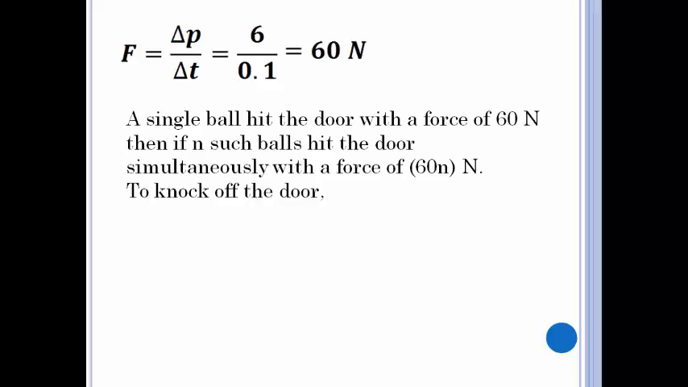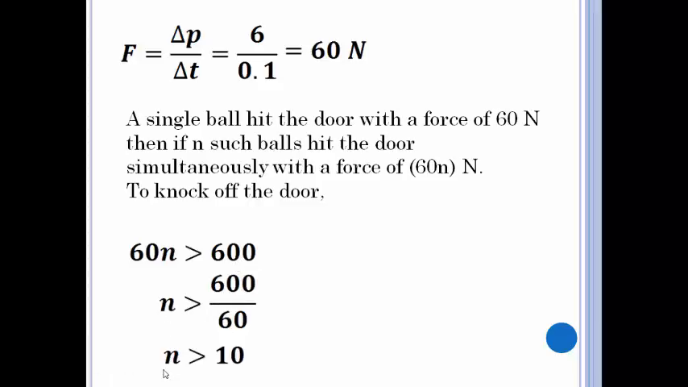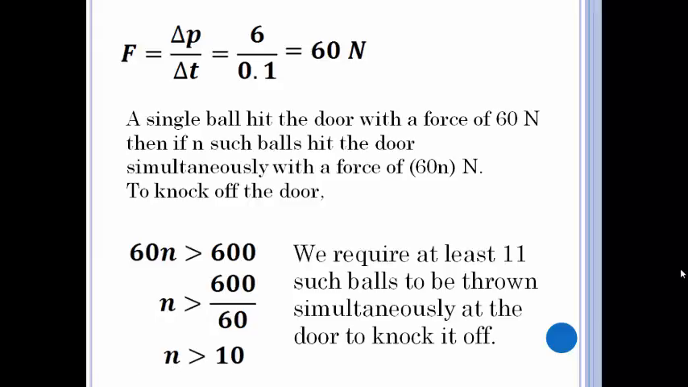Then if n such balls hit the door simultaneously, with a force of 60 n Newton, then we can knock off the door. So to knock off the door, this value of 60 n should be greater than 600 as given in the question. So it simply means n should be greater than 600 by 60, that is nothing but n should be greater than 10, which simply means that we require at least 11 such balls to be thrown simultaneously at the door to knock it off.